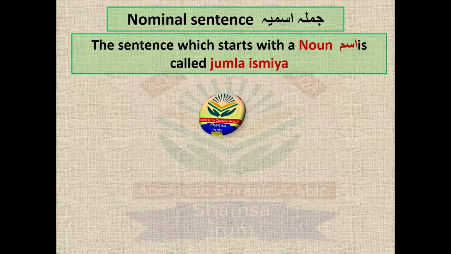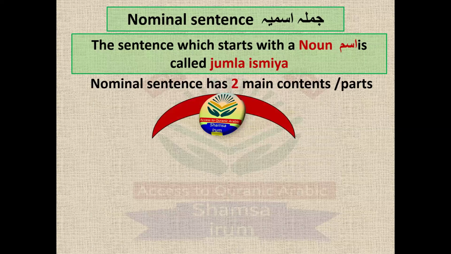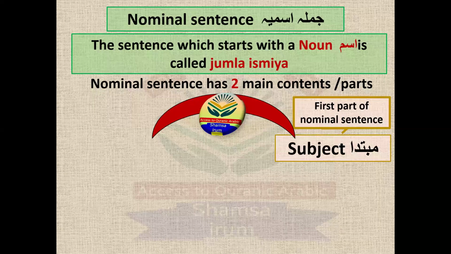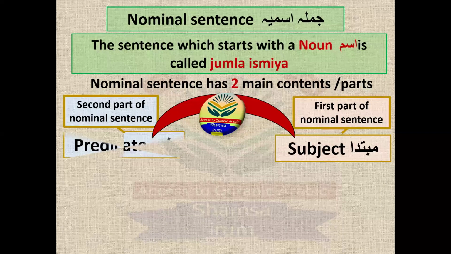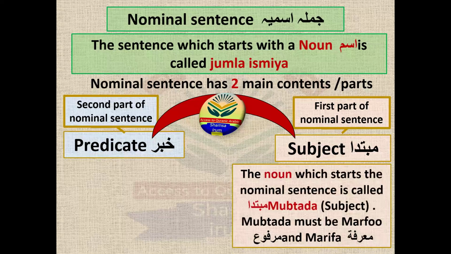Okay, the sentence which starts with the noun is called jumla ismiya, and the jumla ismiya, the nominal sentence, has two main contents, two main parts. The first part is mubtada and the second part is khabar, predicate. Mubtada, the noun which starts the nominal sentence, is called mubtada, and the mubtada must be marfu and marifa.